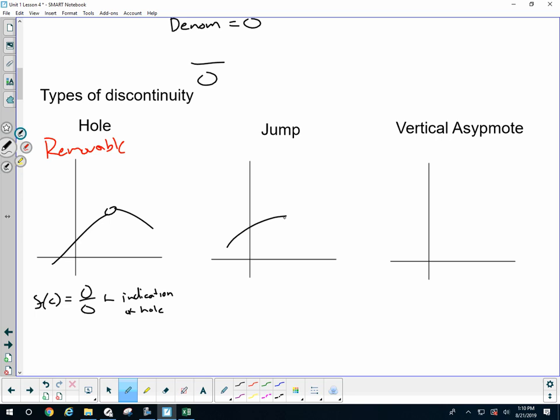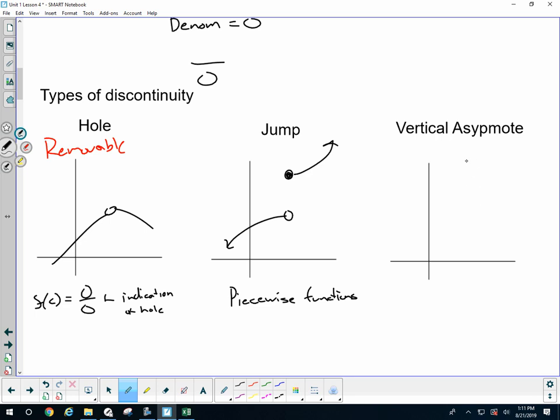A jump. Maybe there's a function value, maybe there's not. Well, the limit doesn't exist, okay? So that's why the limit doesn't equal the function value, because the limit does not exist. And we typically see jumps with piecewise functions. But there's another type of function where we will see a jump that we'll look at later.